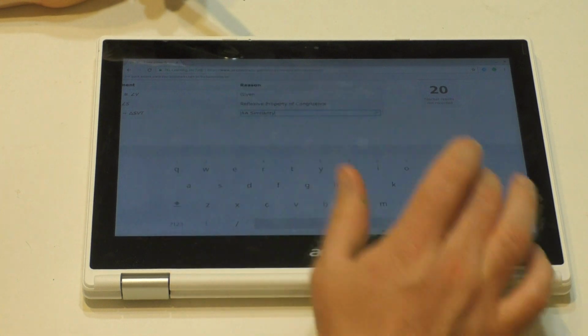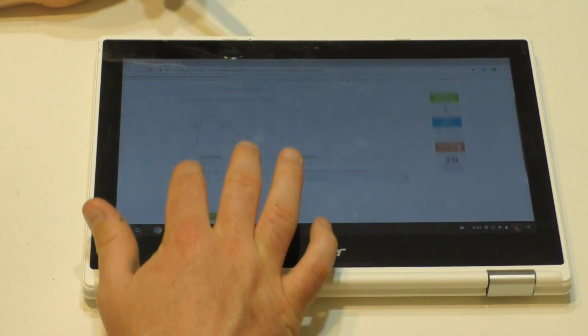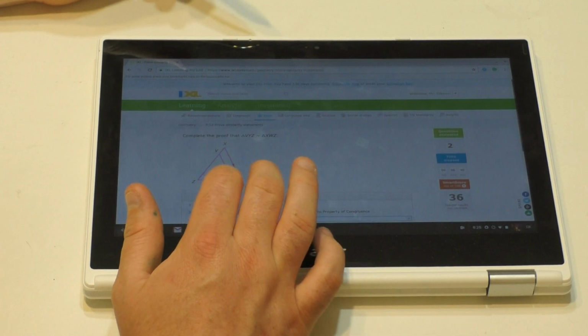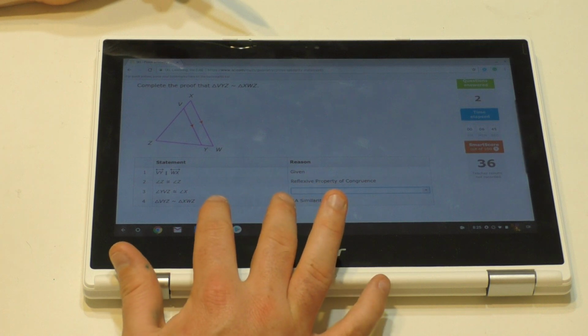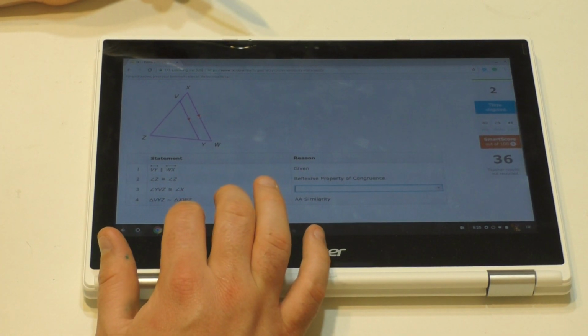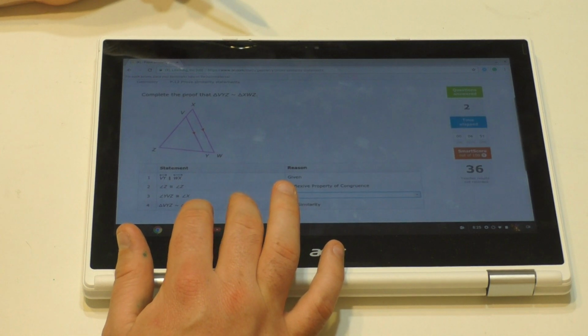Enter. All right. Let's check that one. And since those were pretty similar, let me do one more with us. All right, again, another AA similarity. That's what we're looking for here. So we need to show that a few more angles are equal.